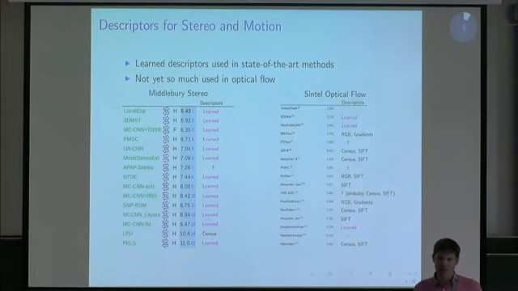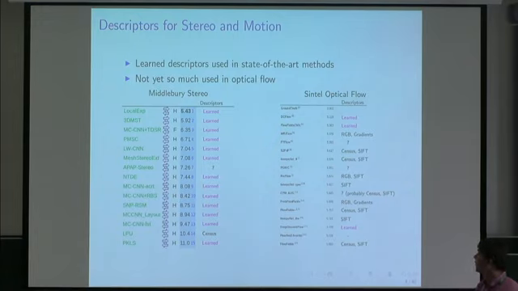Therefore, it's also clear that when you want to do stereo or motion, you can expect that replacing handcrafted descriptors like SIFT or the census transform and sum of absolute differences, or whatever has been used in the past, by learned descriptors will give better results. And exactly this is what we want to do. We want to learn better descriptors for motion and stereo and use them in an energy-based framework in order to do motion and stereo.